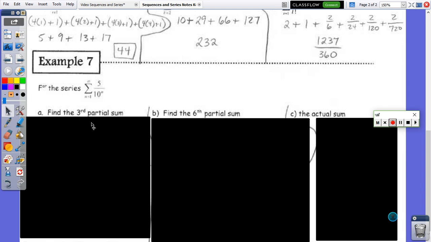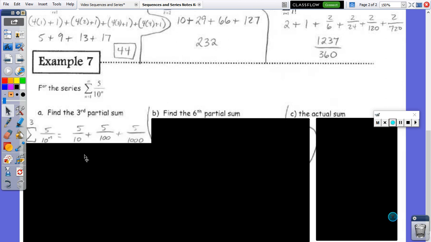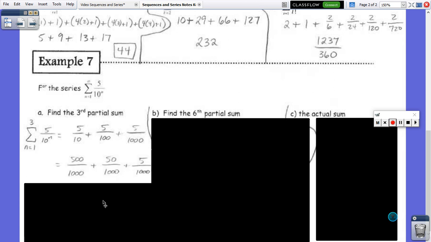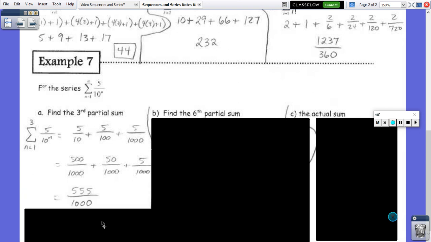So part A, find the third partial sum. Like we said, we're going to find 3 terms in a sequence of numbers, and then due to sigma notation, we're going to add them. So I went ahead and listed those out. So from n equals 1 to 3, because we're looking for the third partial sum, it'd be 5 over 10 plus 5 over 100 plus 5 over 1,000. And I think I went ahead and listed out those as a common denominator. And then when you add all those up, 555 over 1,000.